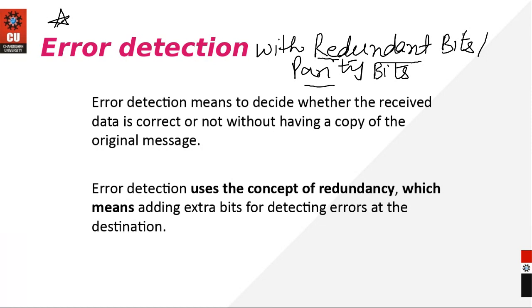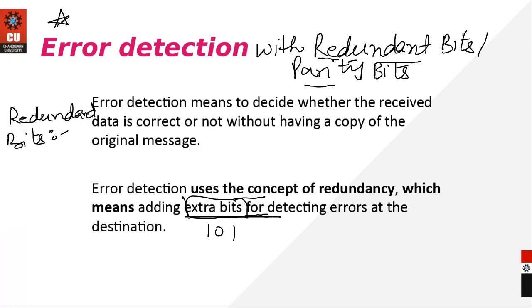Redundant bits are extra bits. Whenever you add some extra bits to your original data, so that on the receiver side you can detect errors. Let me simplify that for you. Suppose I have got 1010. So how many bits are there in the original data? 4 bits are there. But when this data travels over the channel, it will not be 4 bits.